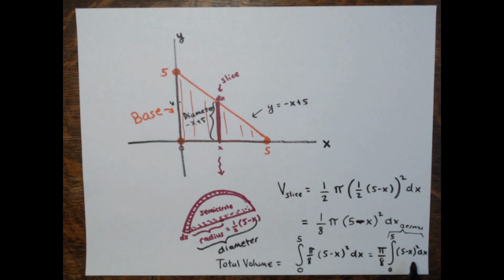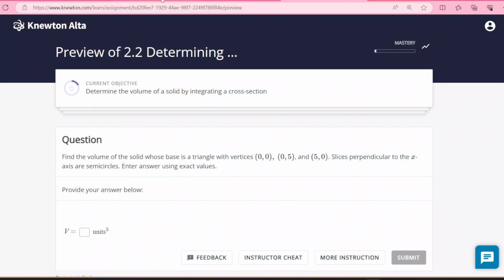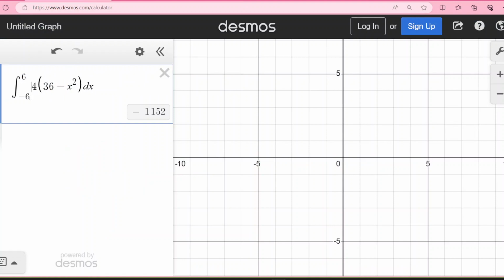Okay, because the integral of a polynomial, if your limits of integration are rational and you're integrating expressions with rational powers and rational coefficients, you'll end up with a rational value. So I'm just going to enter that integral back in the Desmos site. That integral, after I pulled pi over 8 out, whatever I get here, I'm going to multiply it by pi over 8.